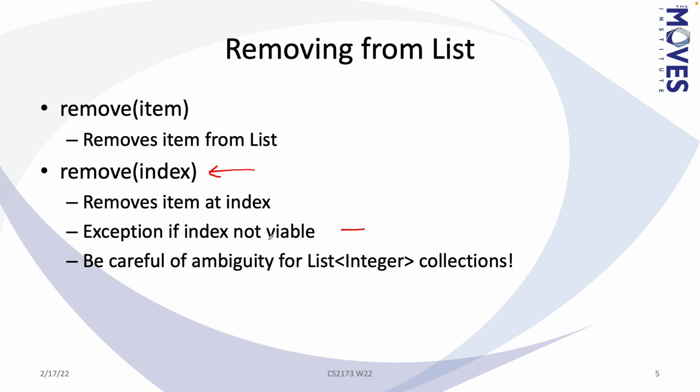And if I have a list of integers and I say remove an int there, then it's ambiguous. Do I mean the index or do I mean the item?